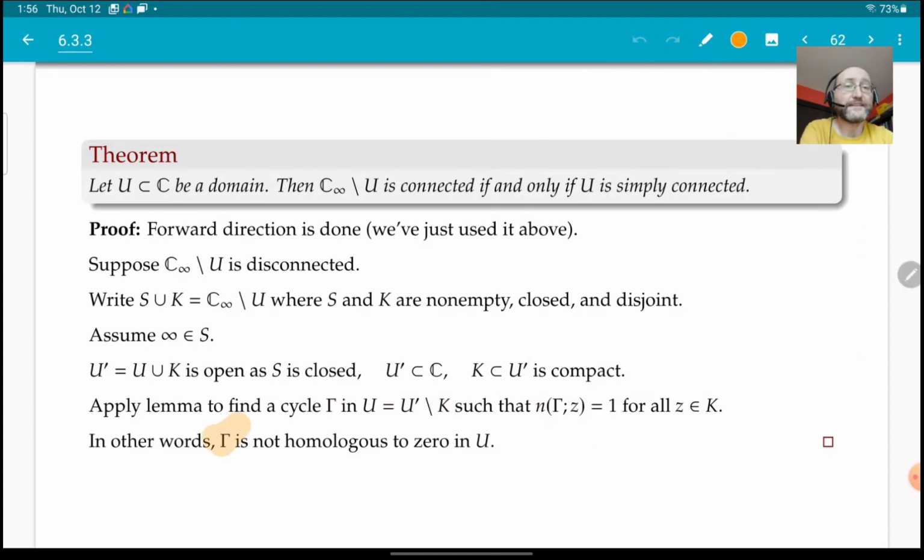In other words, gamma is not homologous to 0 in U, otherwise it should be 0. So because these points in K are in the complement of U, this gamma, which is in U, goes around something in the complement. Therefore, U is not simply connected. So we proved that if the complement is disconnected, U is not simply connected, which is the contrapositive of the other direction.